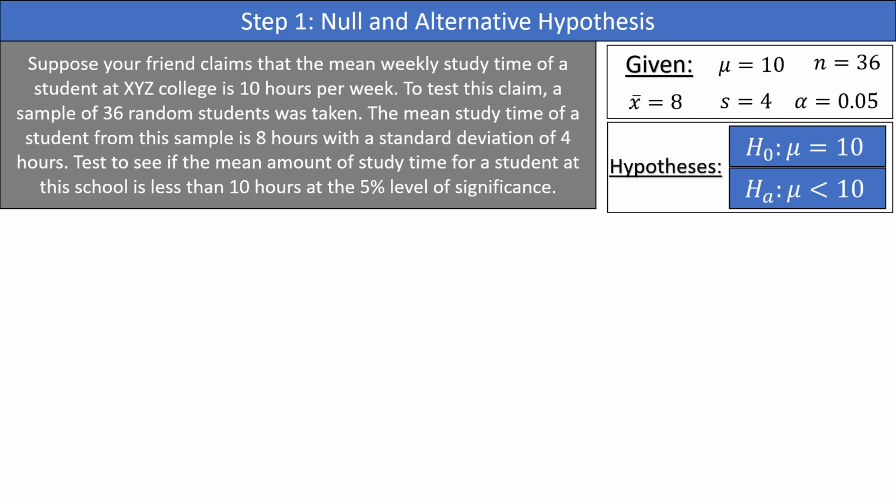If they would have stated test to see if the study time is more than or greater than or longer than 10 hours, then we would have used the greater than sign. Or if they didn't really indicate one way or the other, then we would use the not equal to sign. Or maybe they might have said test to see if there is a difference between the mean study time and 10 hours, or something along those lines. So always watch for the wording in the problem to determine what sign you should have in your alternative hypothesis.